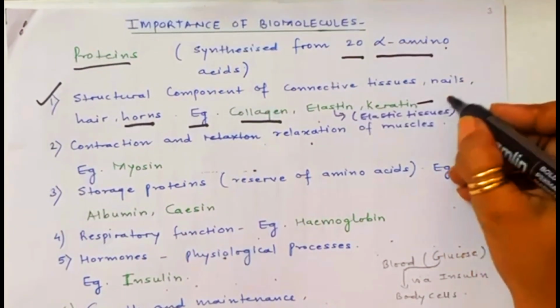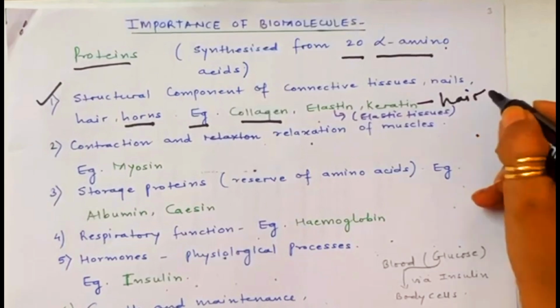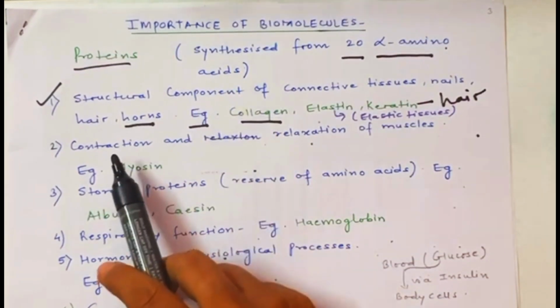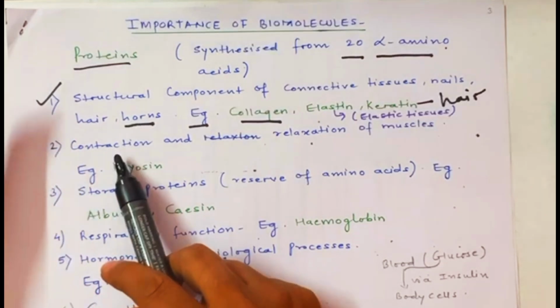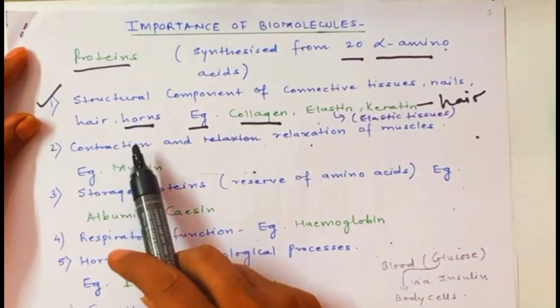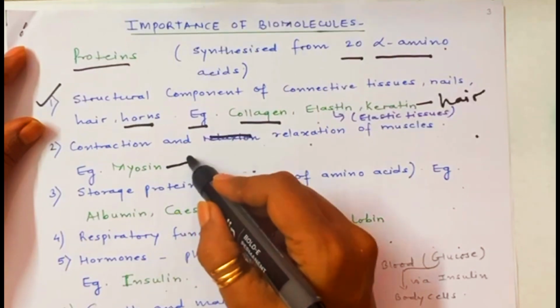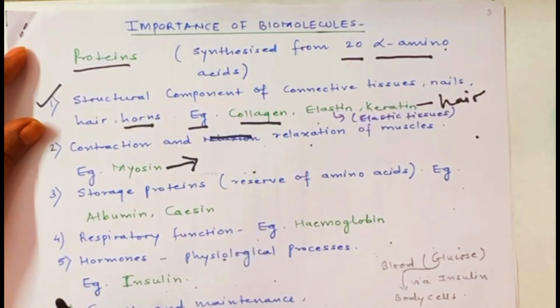Keratin, where is it found? We all know it is found in the hair. So the basic function of proteins is as a structural component. Then it's also used for contraction and relaxation of muscles. For example, one of the proteins present in the muscles is myosin.